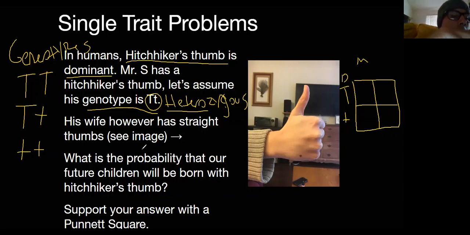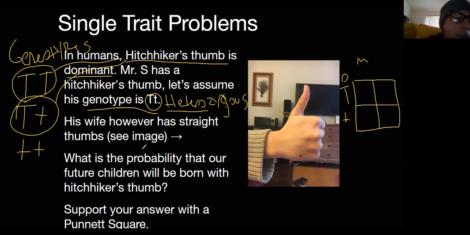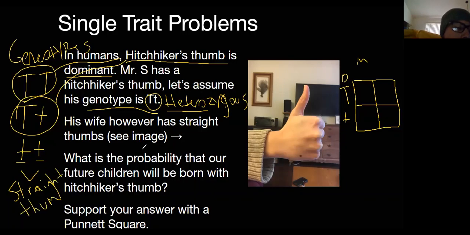Okay, so let's see. If I have big T, this trait is dominant, so I'm going to have hitchhiker's thumb. If I have big T, big T, I'm still going to have hitchhiker's thumb because it's dominant, right? But if I have little t, little t, this is recessive. Now I'm going to have a straight thumb. Straight thumb, yay. Okay, so if his wife has straight thumbs, what's the only possible genotype she can have? That's right, she can only have little t, little t.